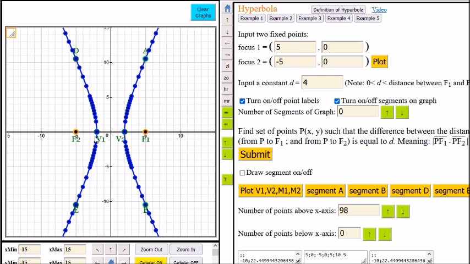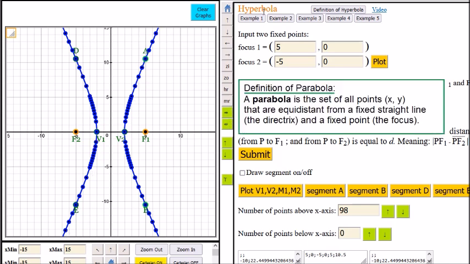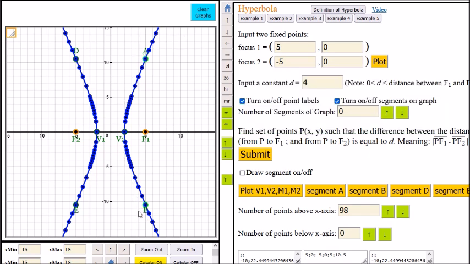And now, if we connect all these points together, then we have what's called a hyperbola. And these are called the branches of the hyperbola. The two branches open, one to the left and one to the right.